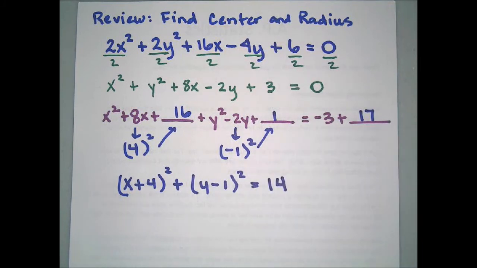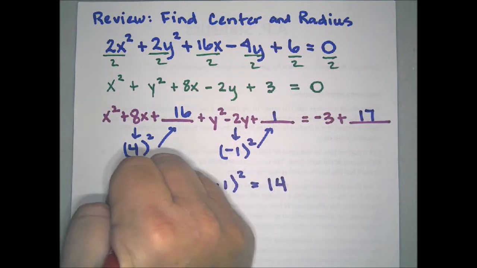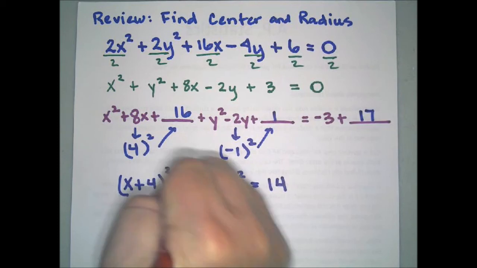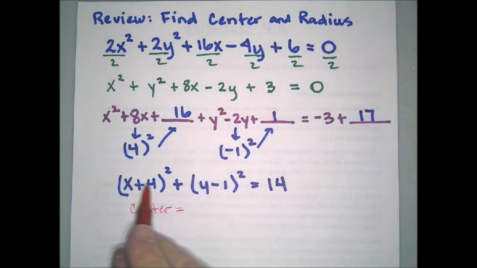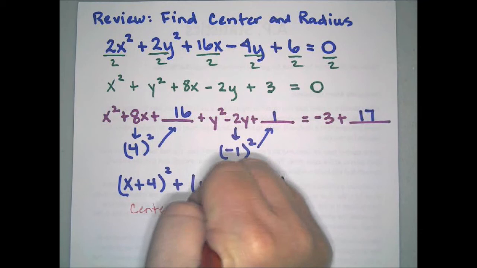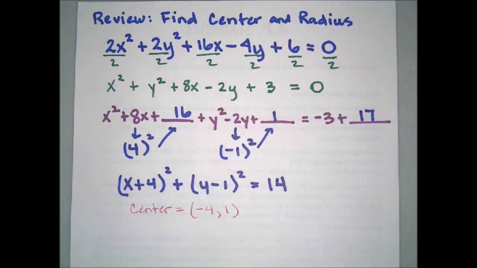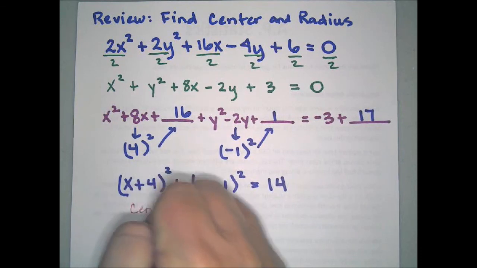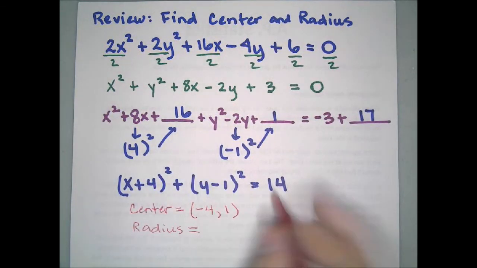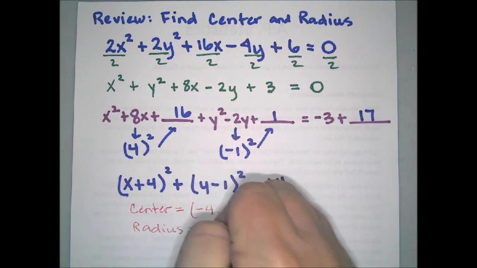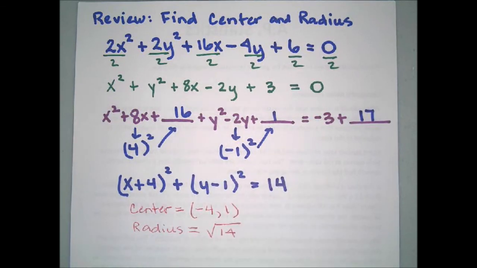And now I can identify everything I have. The center of the circle equals negative 4, positive 1. And the radius is the square root of 14. And if I tried to simplify that, that would break down to 7 times 2, and I wouldn't find a pair of anything, so I'm just going to leave it right like that.